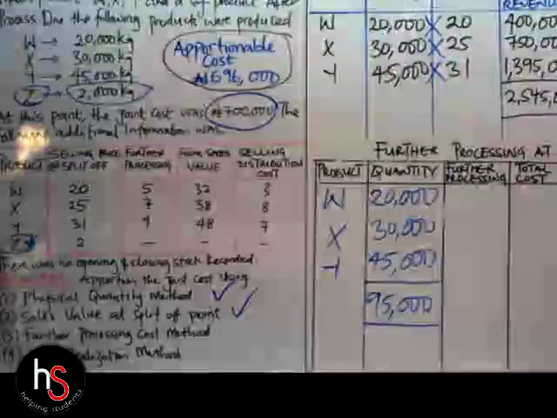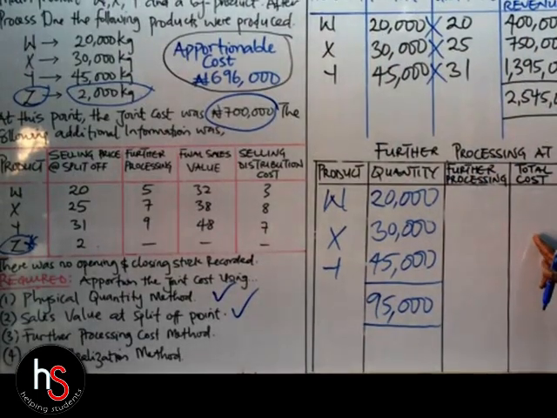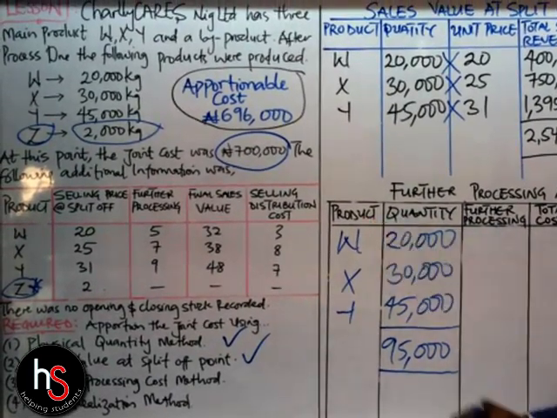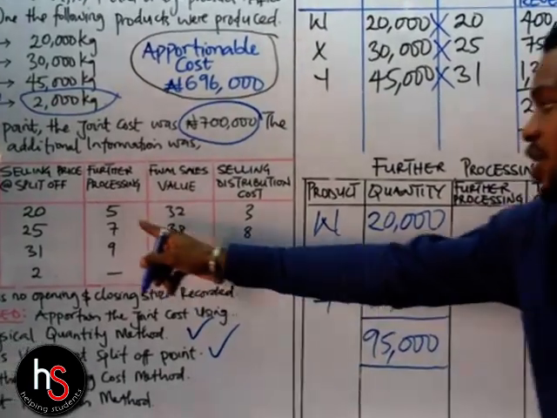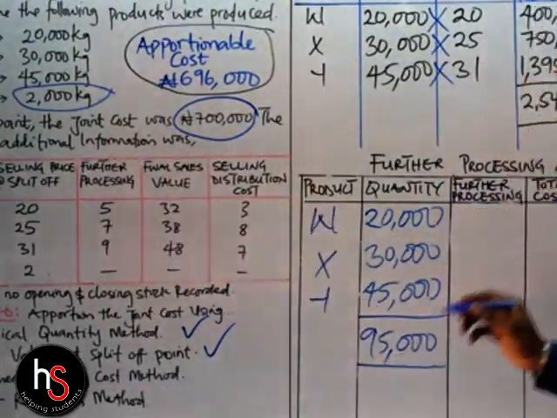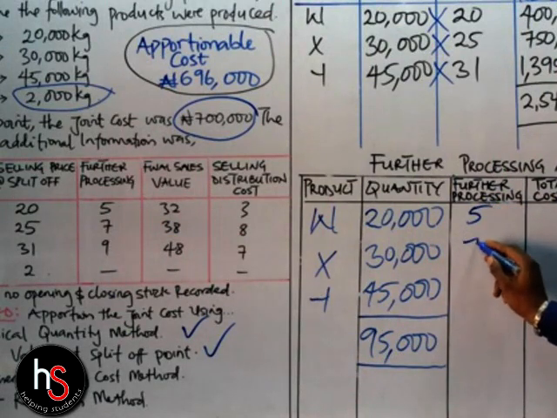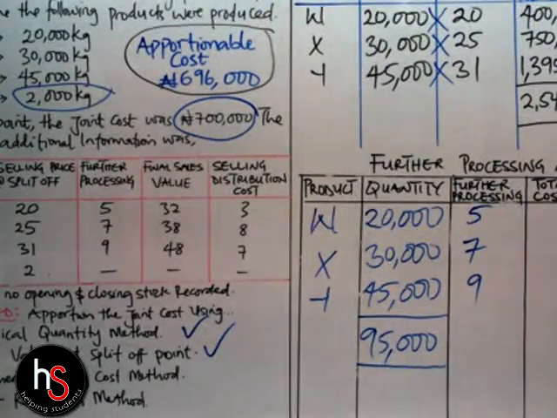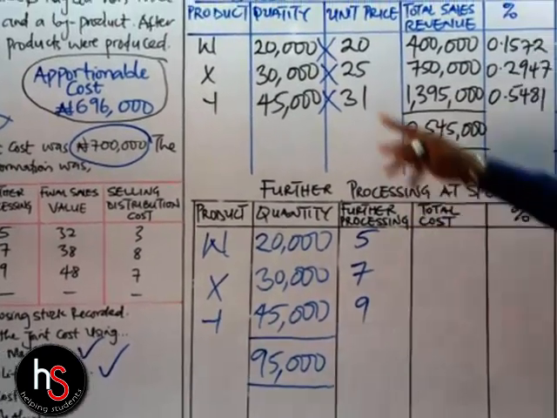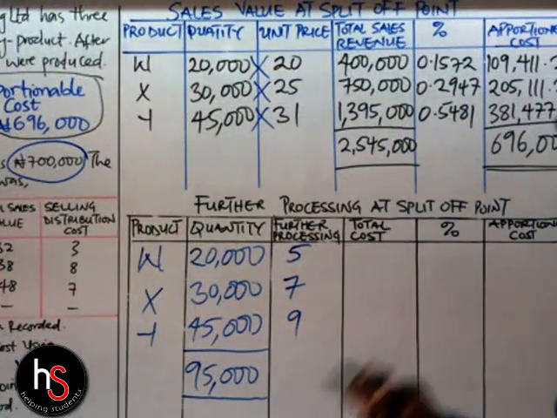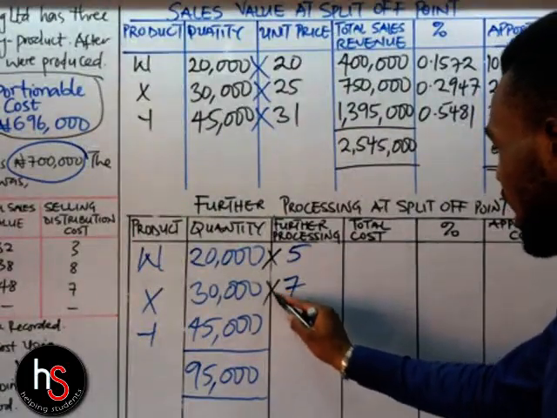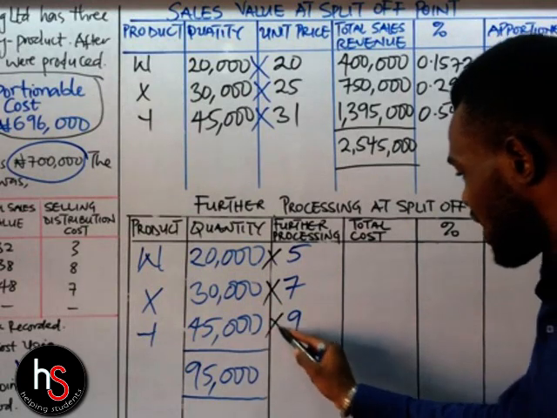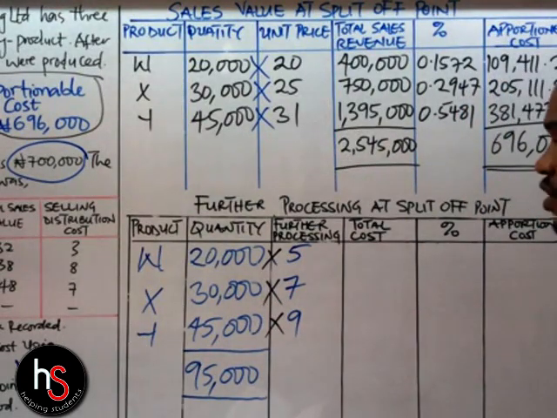Now the third one, further processing cost. Now to solve for the further processing cost, we'll have our product, we'll have our quantity as usual. Then the further processing. In the question, it is given already. We'll have 5, 7, and 9. Okay? Now to get our total cost, remember the same thing we did here. It's what we are also going to repeat here. So we say 20,000 times 5, 30,000 times 7, and 45,000 times 9. So whatever value it gives us now serves as our total cost.